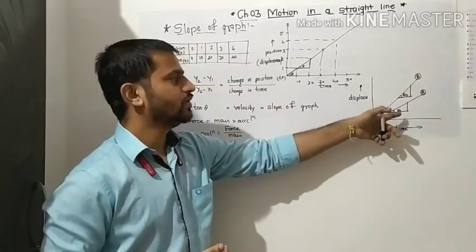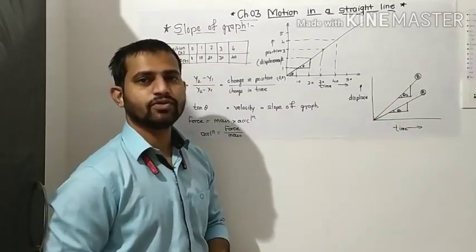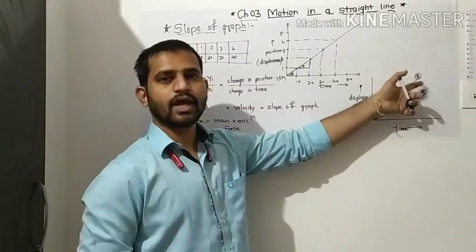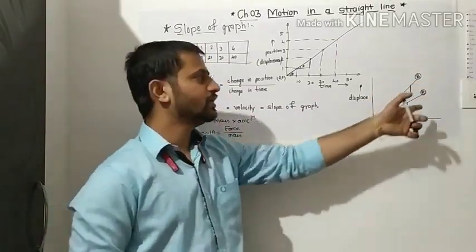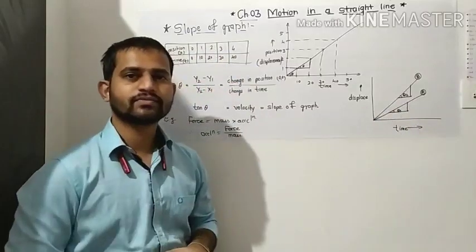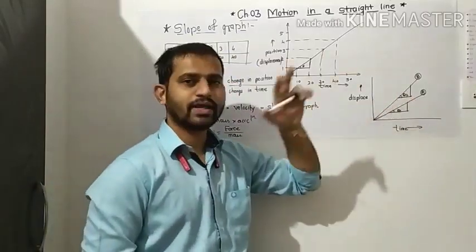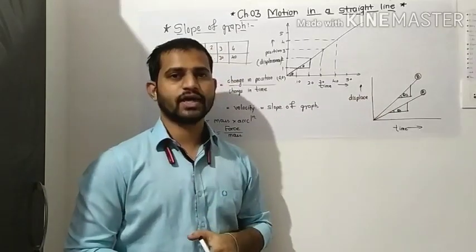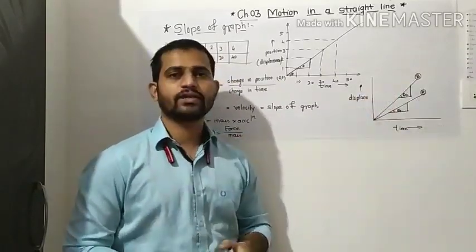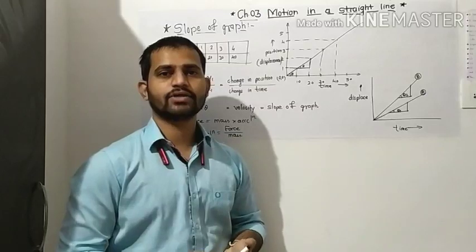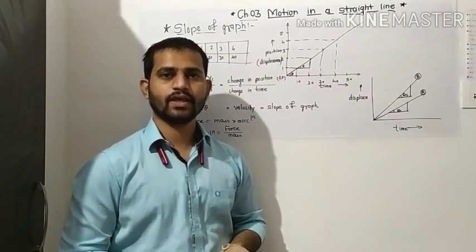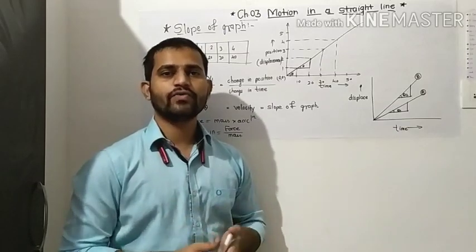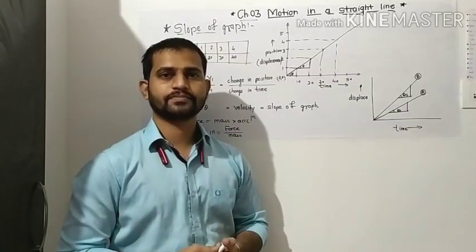So look at this, which line is having more slope? The line B. Line B is having more slope than line A. So from this, if we go for the calculation with the actual readings and we get lines like this, we can say that bus B is having more velocity than bus A.